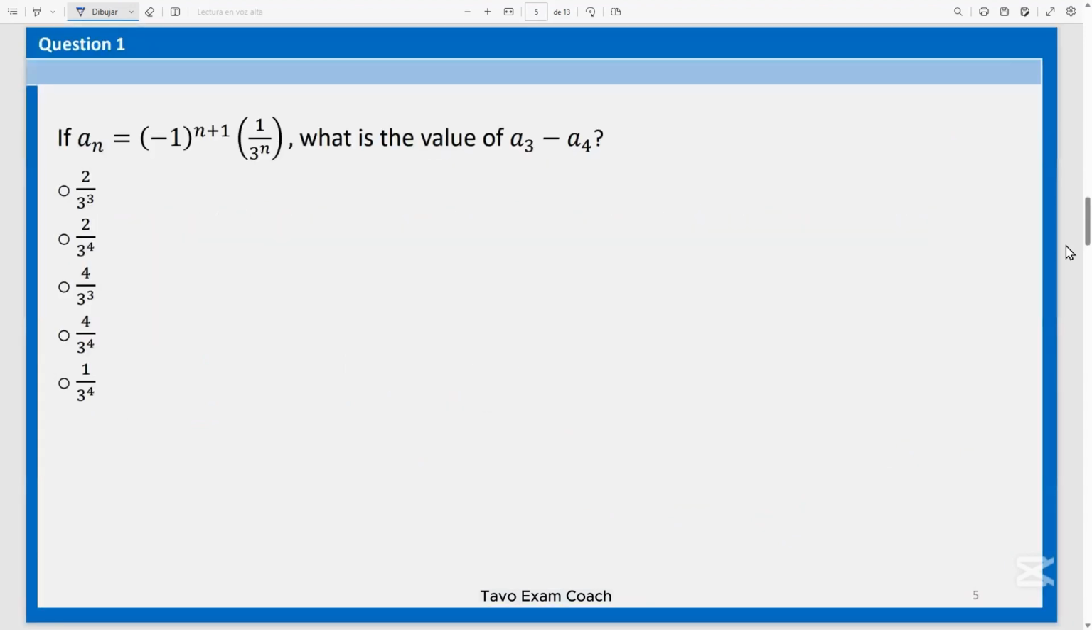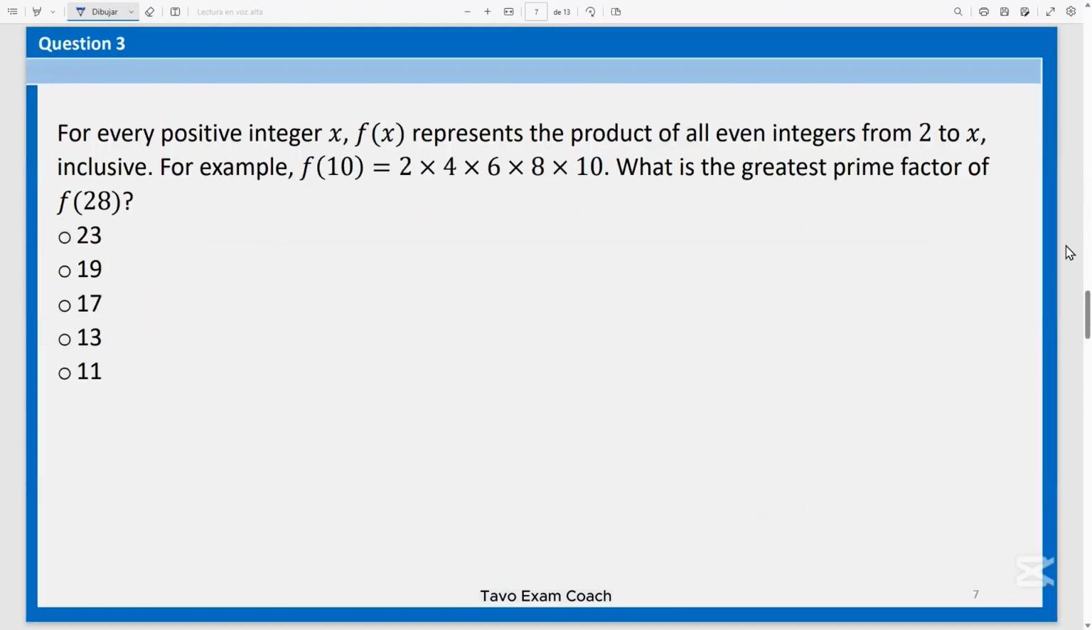Let's see a few examples of questions with functions in the GMAT Quant. Skip some questions. Let's try question 3. For every positive integer x, f of x represents a product of all even integers from 2 to x inclusive.